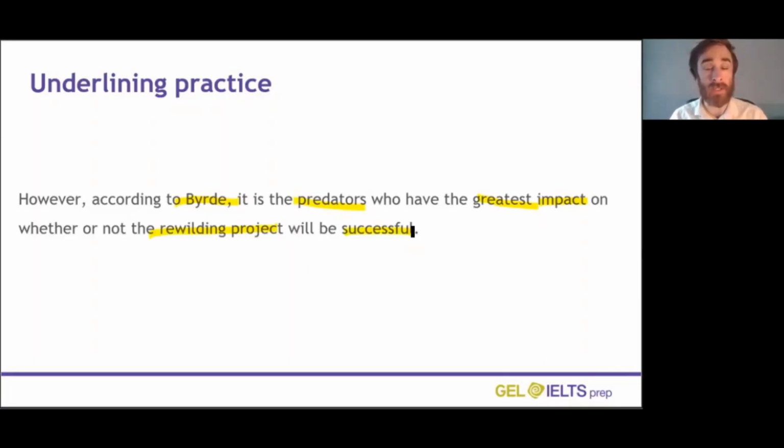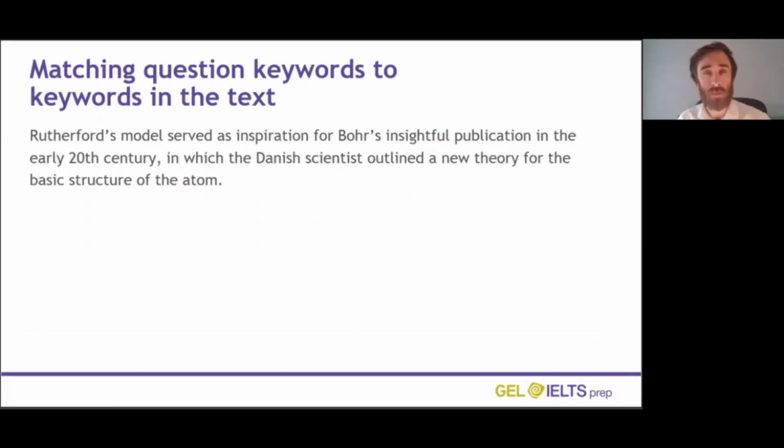So when we look at the text, we're going to be looking for somebody called Bird talking about predators having a big effect on a rewilding project's success. So see how just from these words we can get an idea of the meaning of the sentence. So one of the reasons for underlining keywords in the question sentences is to be sure of the meaning of those sentences. Underlining keywords helps us identify that meaning better.